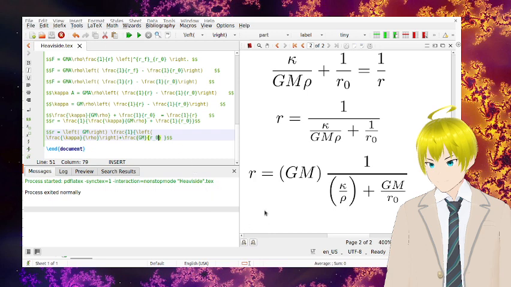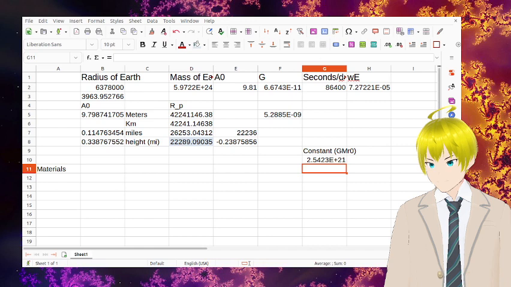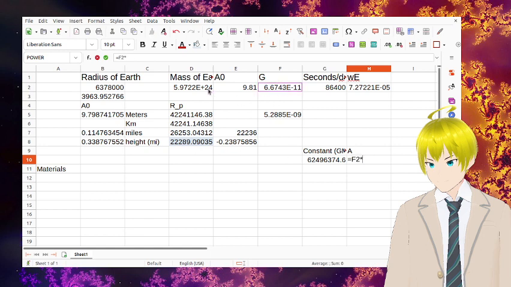Let's go back to our spreadsheet. So this will be our first constant, which will be GM over R naught. And then our second constant would just be GM. I guess we'll put this as A. Our constant out front is usually called A. Equals G times M. Okay. Constant A. Alright.